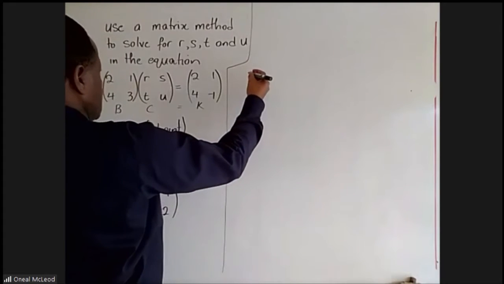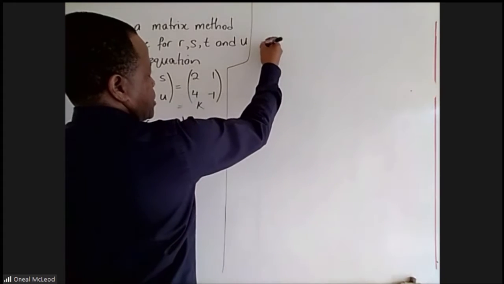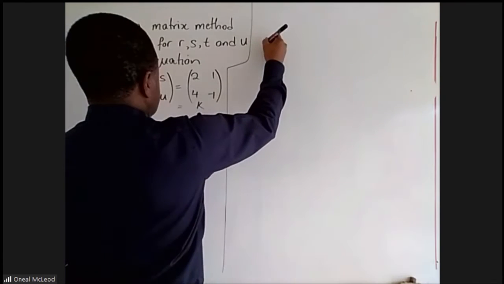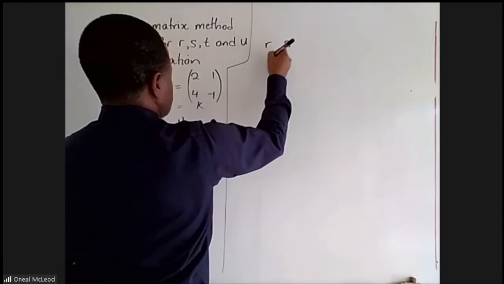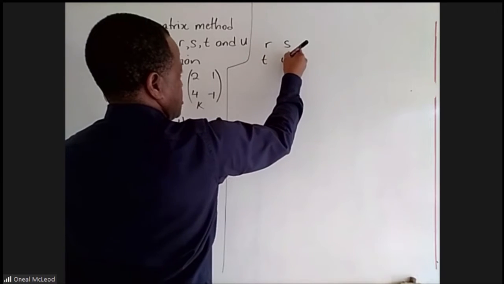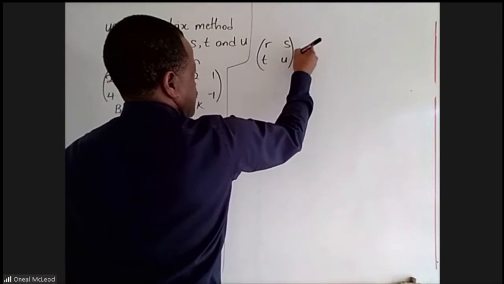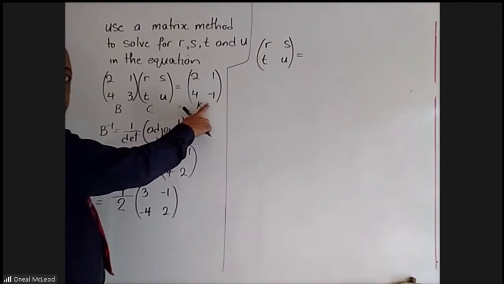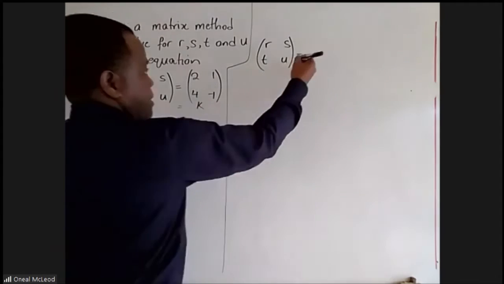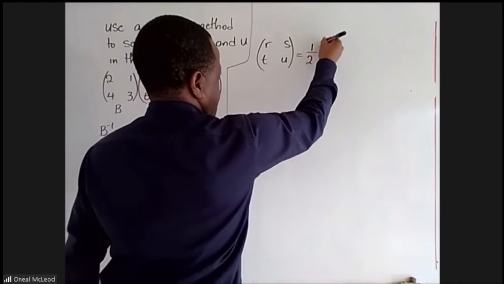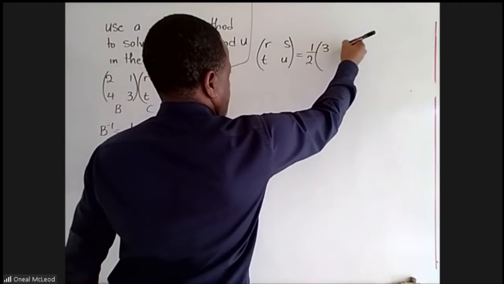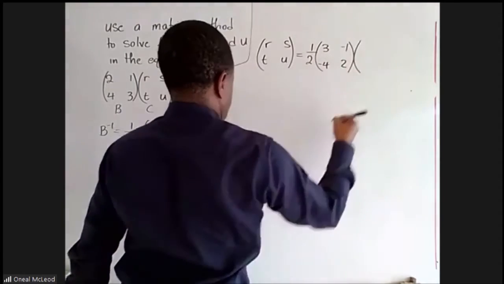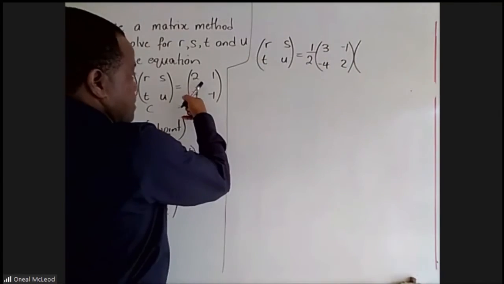So we can go ahead and set up. We know that we're going to have our variable matrix, which is R, S, T, and U, and this will be equal to the inverse times our constant here. So our inverse is 1/2, 3, -1, -4, and 2. We're going to now multiply here.